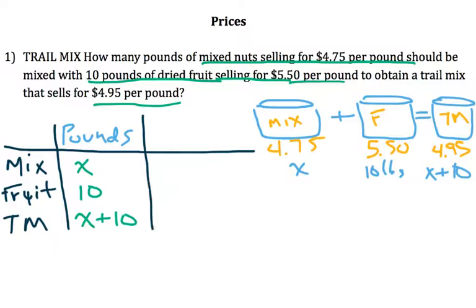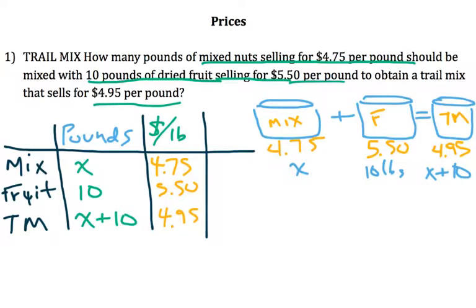Moving over to my next column, we need to know what the cost should be. And so this is the cost, and it's not enough to just write a dollar sign like that. It's going to be nice to see dollars per pound. And unlike in the previous column where we had a variable, we know all the information for this. So here's $4.75, $5.50, and our goal is for it to cost $4.95.